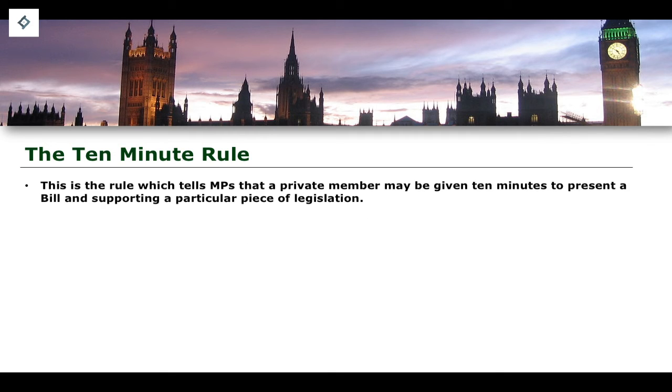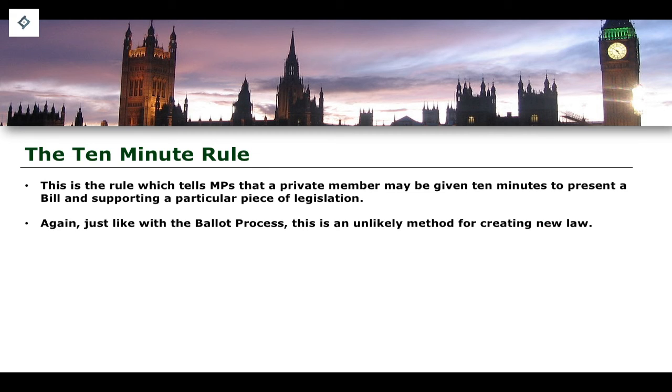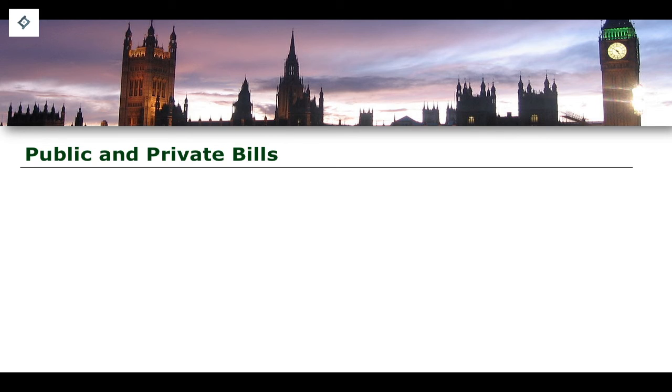The 10-minute rule is the rule which tells members of parliament that a private member may be given 10 minutes to present a bill and support a particular piece of legislation. Essentially, just like with the ballot process, this 10-minute process allows you to present your vision for a piece of legislation, for a bill, as a private member. That doesn't mean that anybody is going to vote for it, or that it's even going to have any chance of being introduced into Parliament. Again, just like with the ballot process, it is an unlikely method for creating new law.